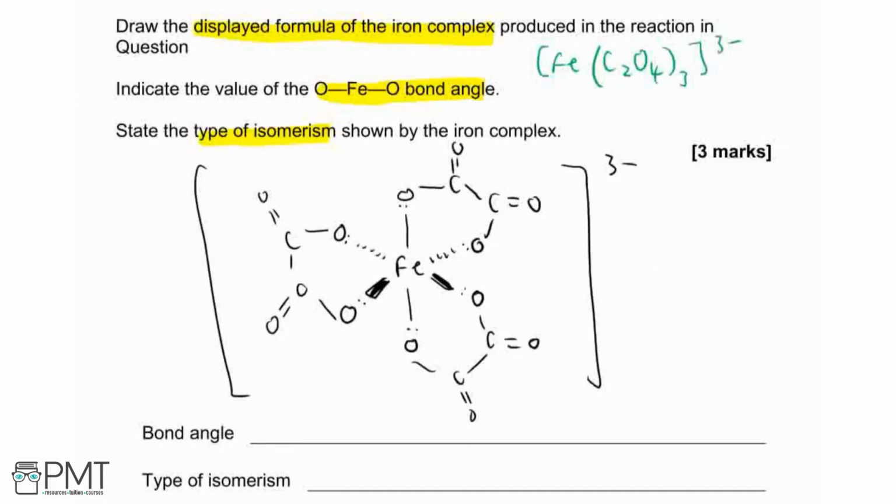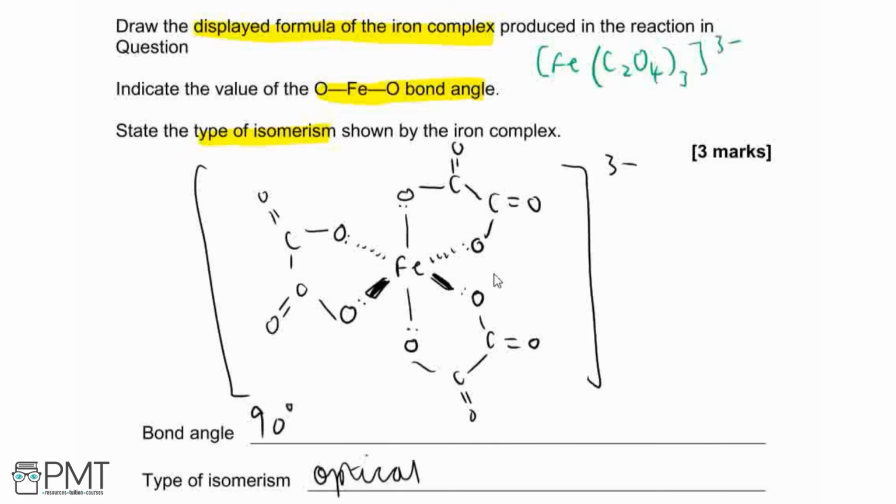So because this is an octahedral complex, our oxygen, iron, oxygen is going to have a 90-degree bond angle. And also, because we've got this octahedral complex with these bidentate ligands, we're going to have optical isomerism there. So that's where we've got a pair of enantiomers which rotate plane polarized light in opposite directions. And it's all to do with which position these ligands are bonded to.